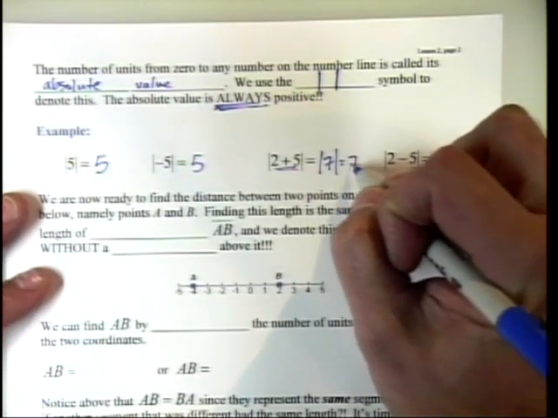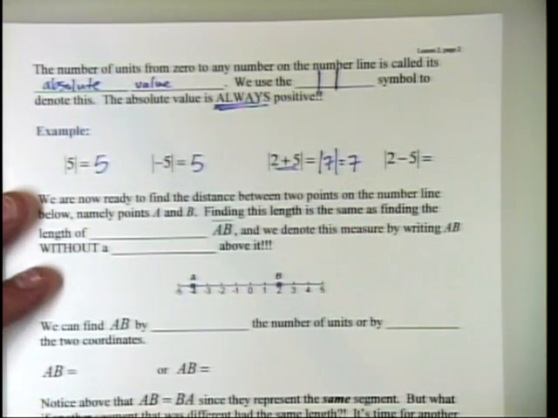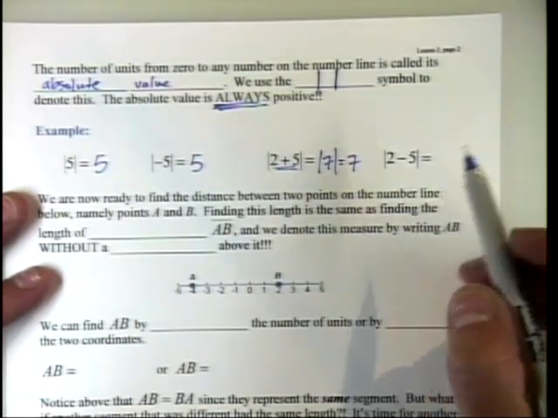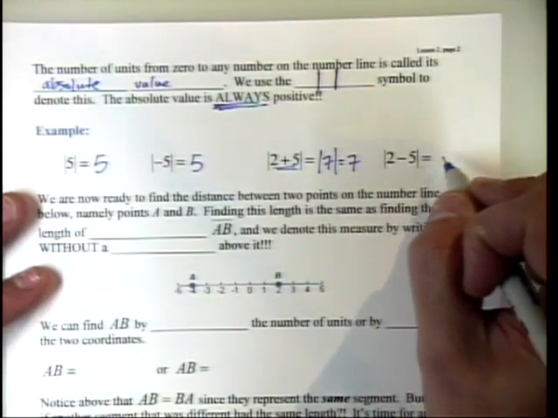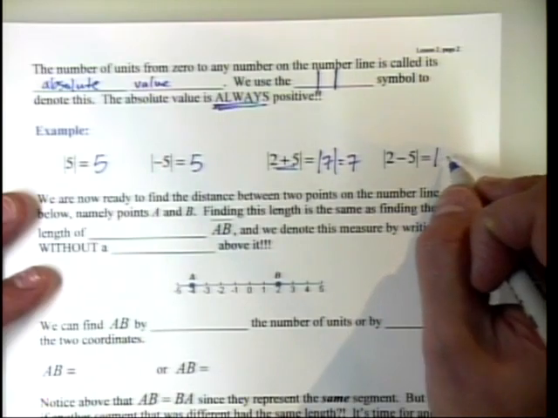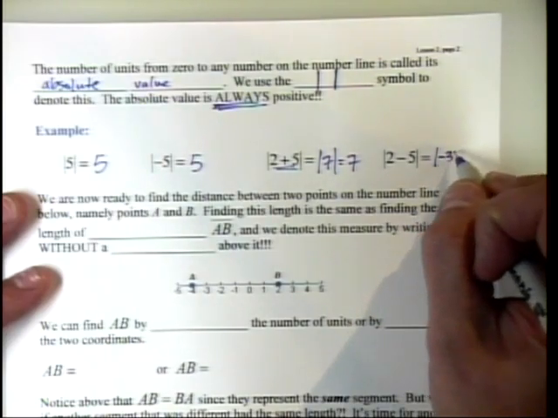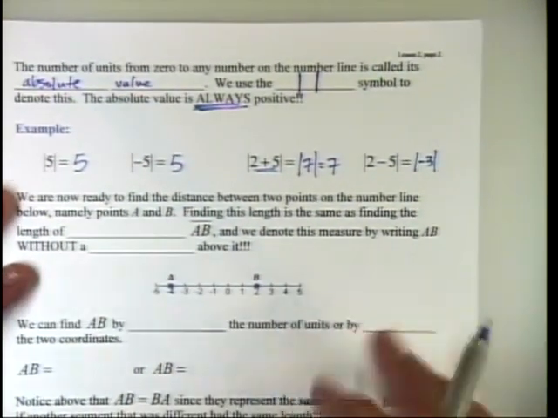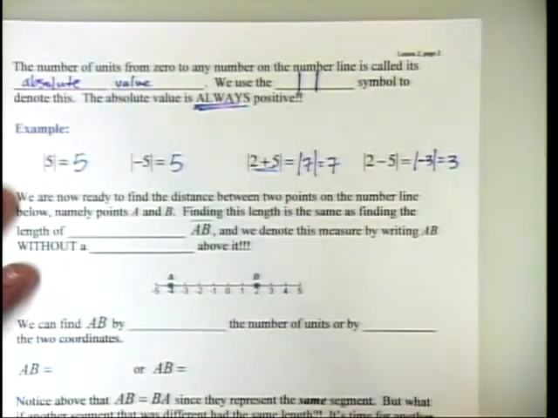And we just make that positive. It already is. So 7 is the answer. Now look at the next one. Absolute value of 2 minus 5. We do the operations first. That's the absolute value of what kind of 3? Negative 3. And the absolute value of negative 3 is, of course, positive 3.